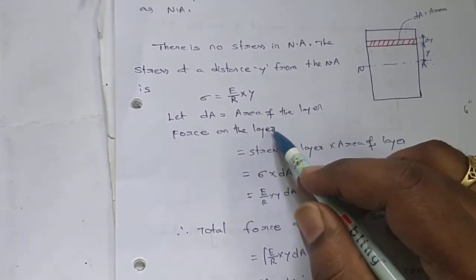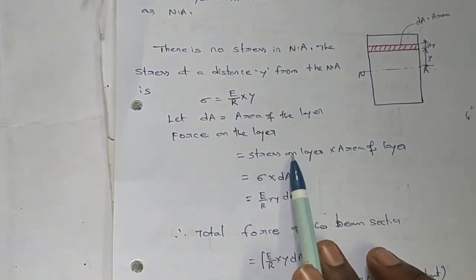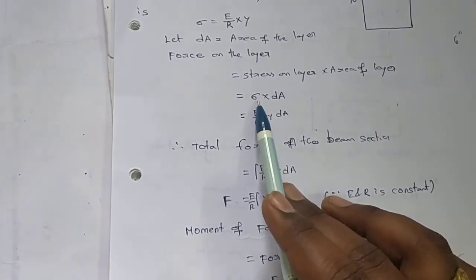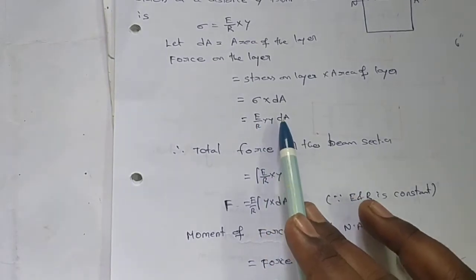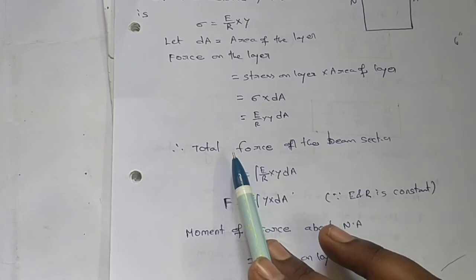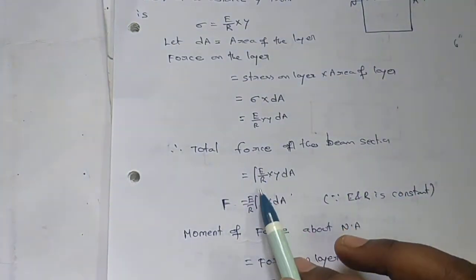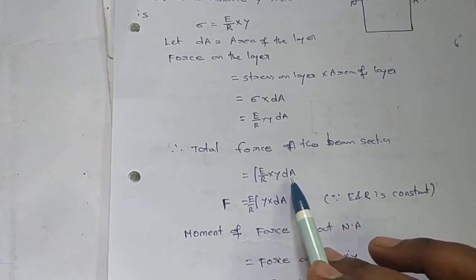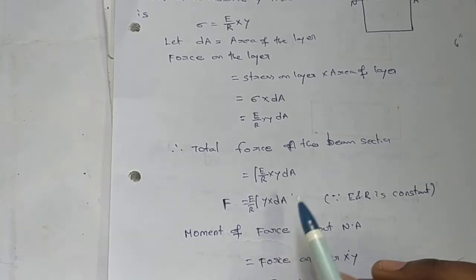Where dA is the area of this element. Next, we need to calculate the force on the element. Force equals stress into area. The general formula is stress on the layer into area of the layer, that is stress into dA. We calculated the stress value as E by R into Y, so we substitute that value here along with dA. Up to now we calculated the force on the layer. Now we need to calculate the force on the total beam section. By integrating the above formula, we get the integral of E by R into Y dA. E by R is common, and the remaining formula is the integral of Y into dA.